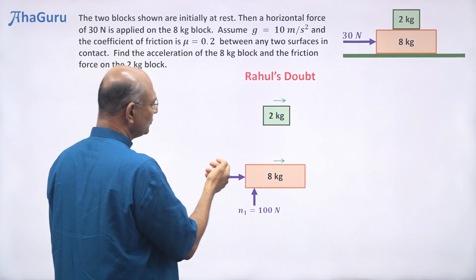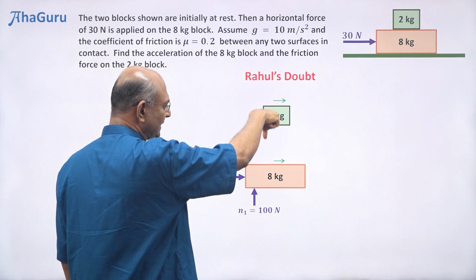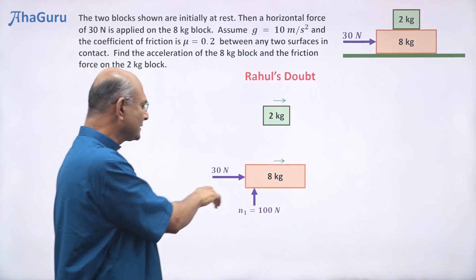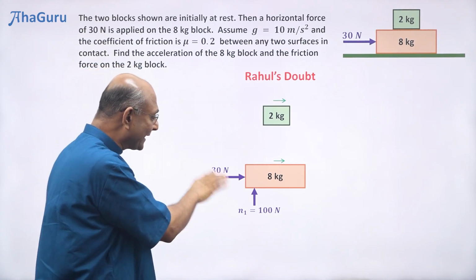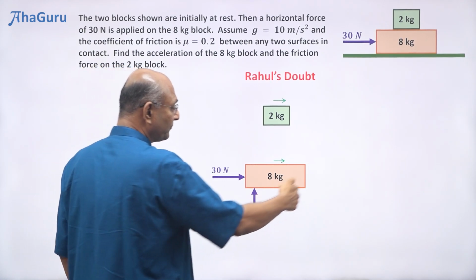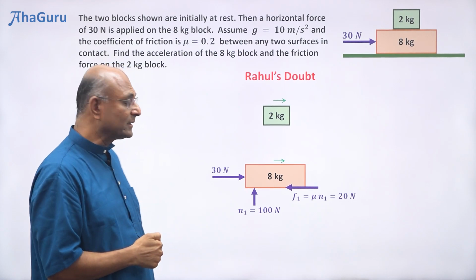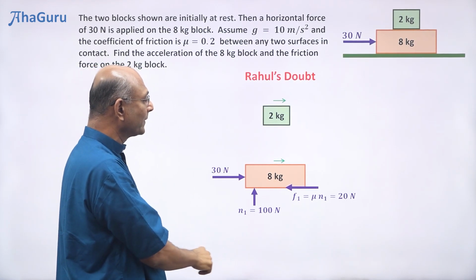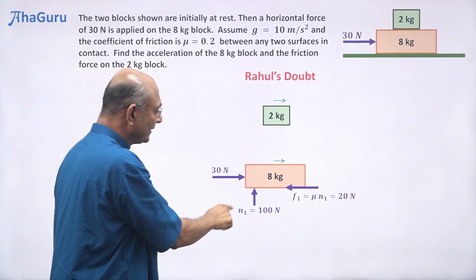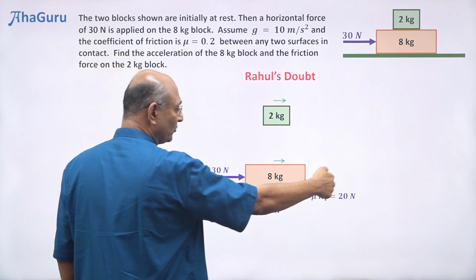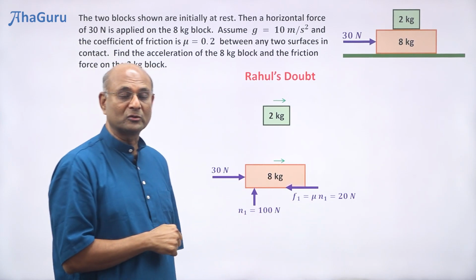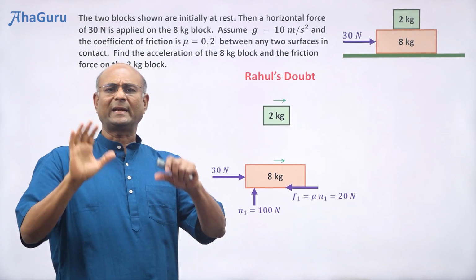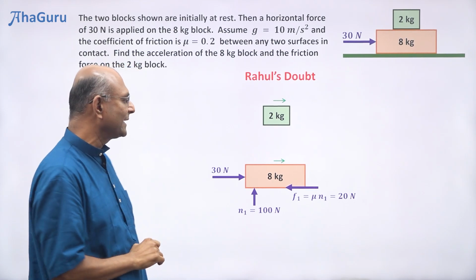Of course, you should do this step by step. The 2 kg exerts a normal force here, and you should take that to find this out. But what Rahul has found is correct. So we will keep it as it is. Now, the friction force acting on the 8 kg block from the floor will be mu times N1. Mu is 0.2. 0.2 times 100 is 20 newtons. So this is the friction force acting on the 8 kg block at the bottom. So this statement is also correct. So I will leave it as it is.